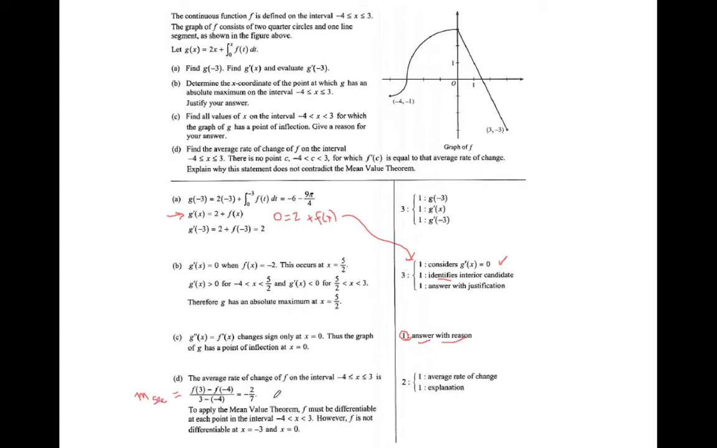The slope of the secant, that's algebra 1. You're getting points for algebra 1 right there, right? And then only 1 point for the explanation, but as to why, it's talking about the mean value theorem and the conditions. f must be differentiable at each point in the interval. However, f, the function I'm looking at, is not differentiable at -3 and 0.